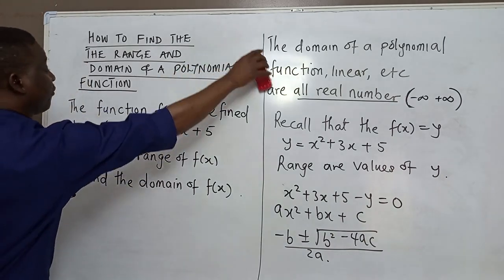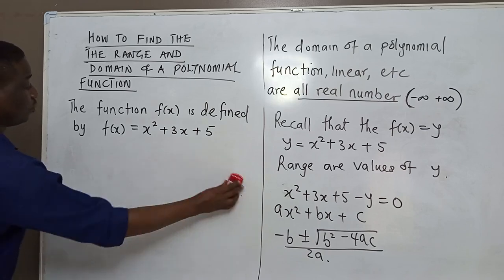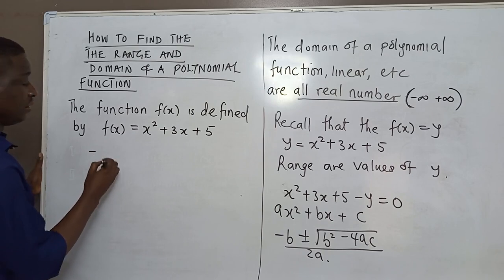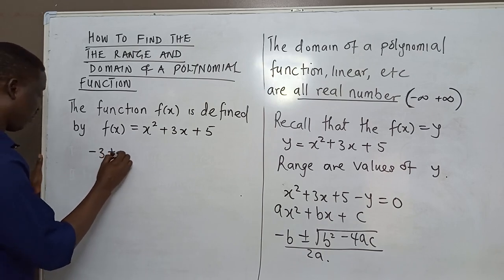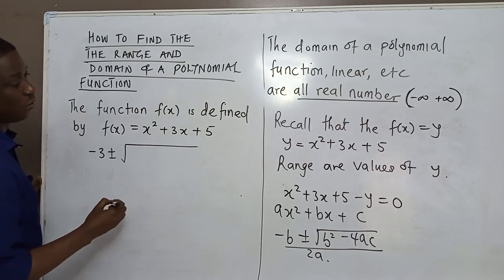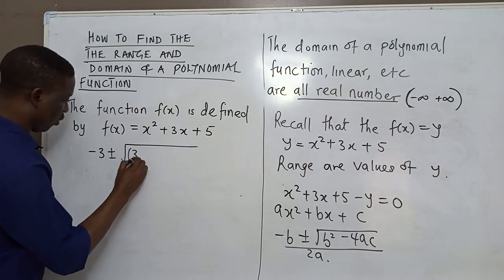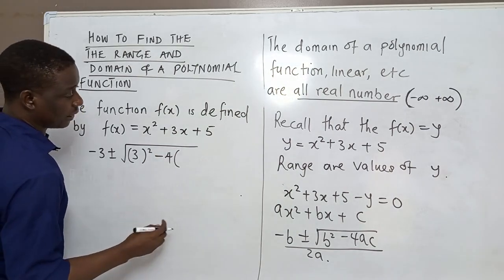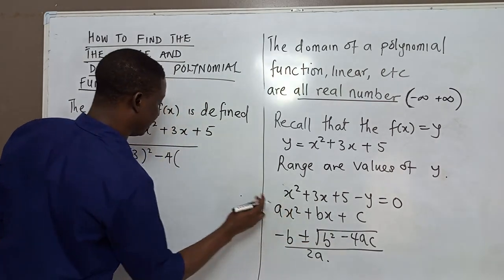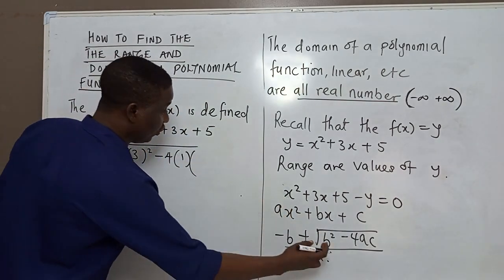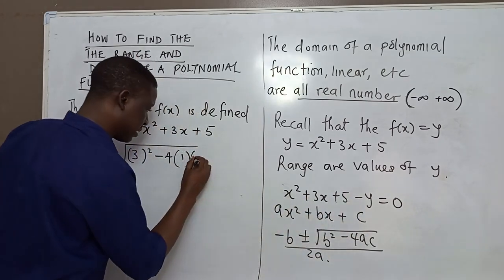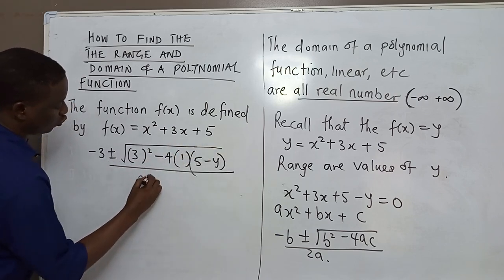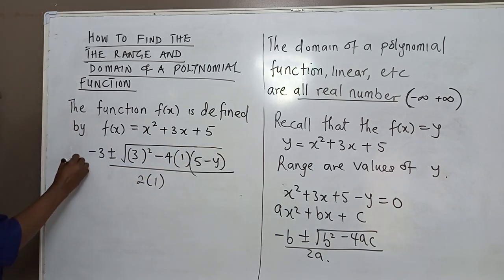So now, if we want to use that formula, what I want to do is simply: minus b, where b is 3, plus or minus the square root of b squared, 3 all squared, minus 4 into bracket a, which is 1, c is 5 minus y, all divided by 2 into bracket 1. Now this is our y.